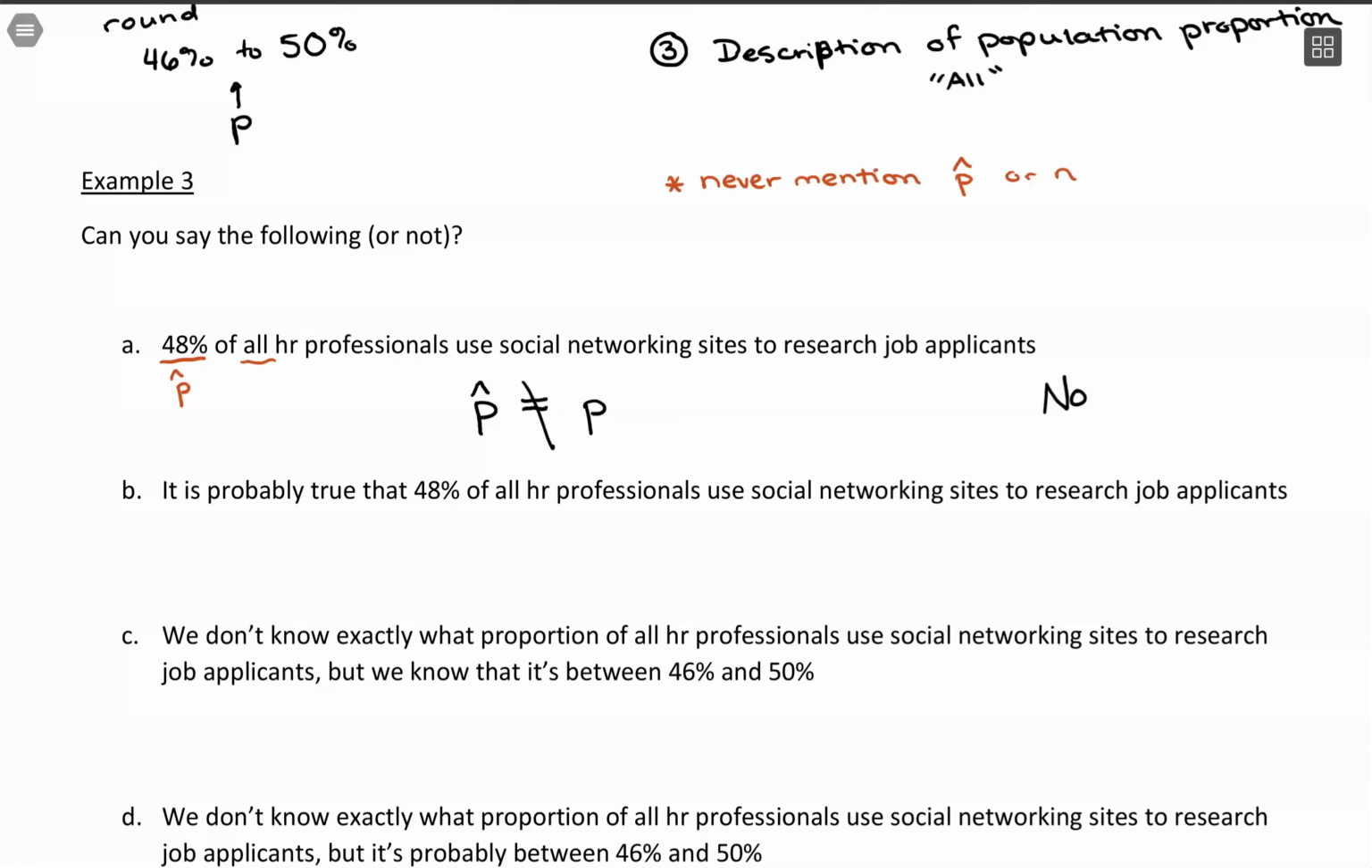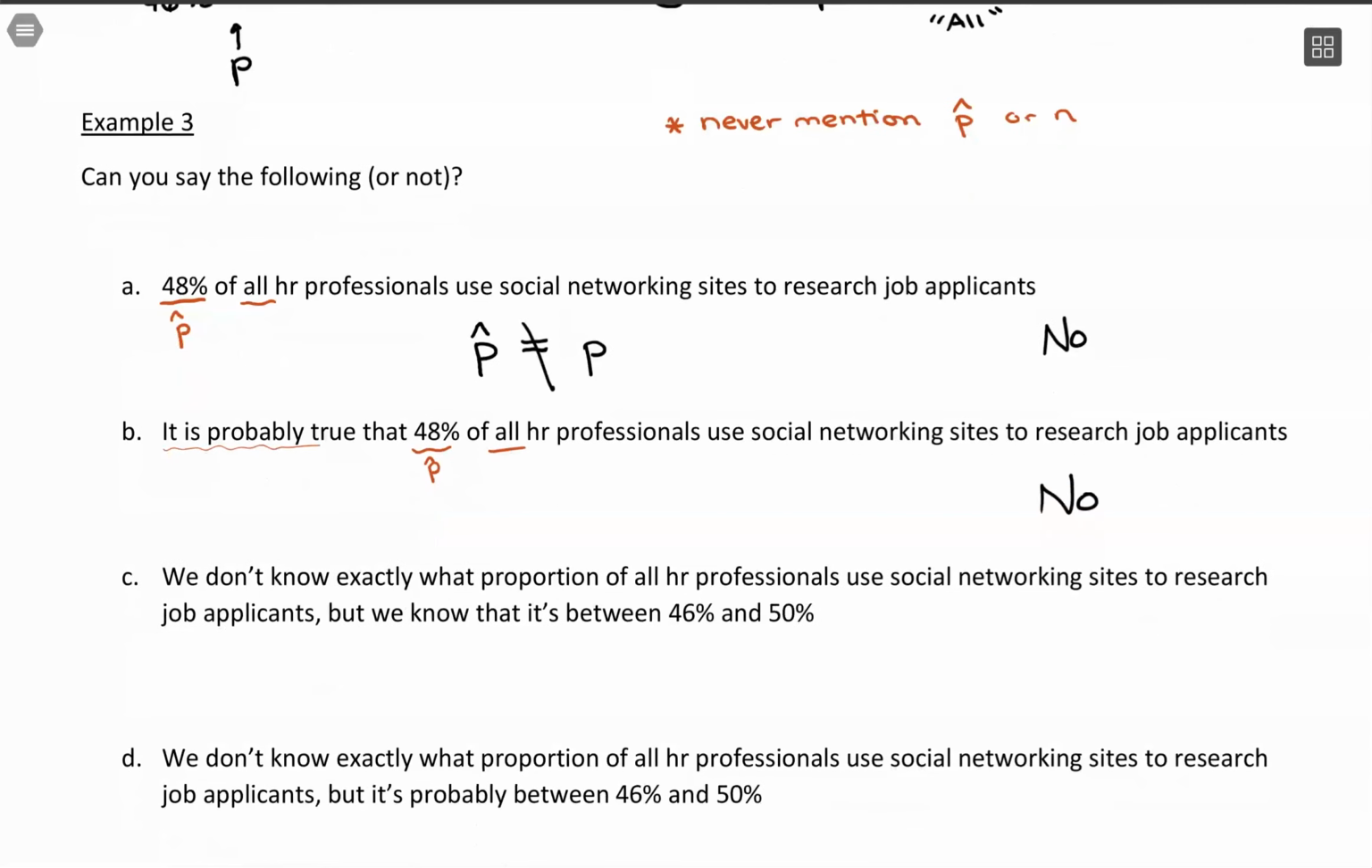This one basically says the same thing. It takes that 48% and relates it to all. The only thing it adds now is that it is probably true. So it's trying to get this idea of percent confidence coming through, like over 50% confidence by saying it's probably true. But we still can't do that. We still can't just take that 48% and say that it is the population proportion, even if we add this looser wording, might be true, it's probably true.